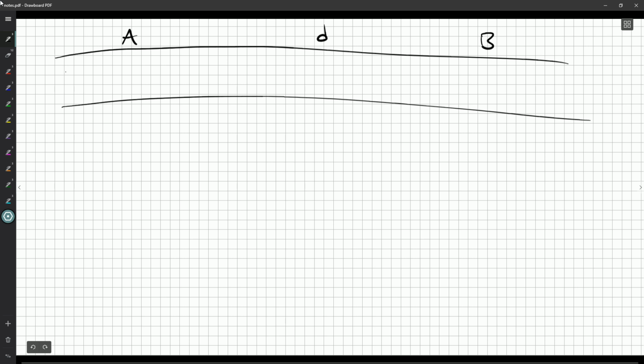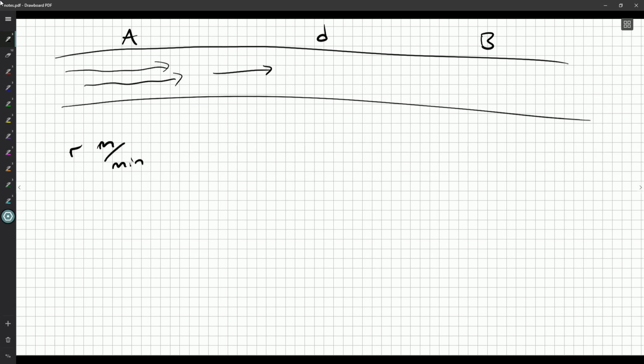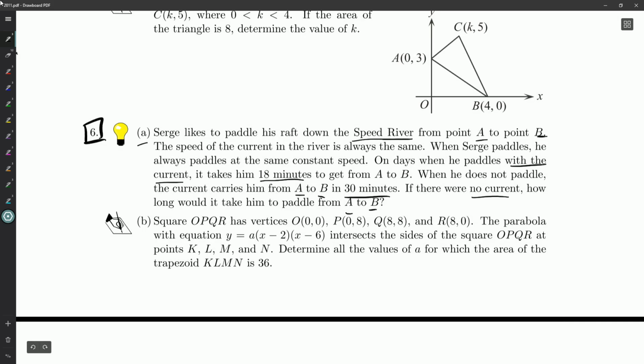Okay? Now, the river has a particular speed. We'll call that speed R. So the river goes R kilometers per hour. Well, actually, no. Let's say they gave us minutes, so I'm probably going to use meters per minute. We don't know whether we should be using kilometers or meters. It doesn't particularly matter because they didn't tell us meters or kilometers or anything like that. But they did say minutes a couple times.